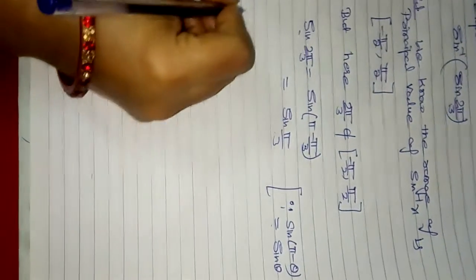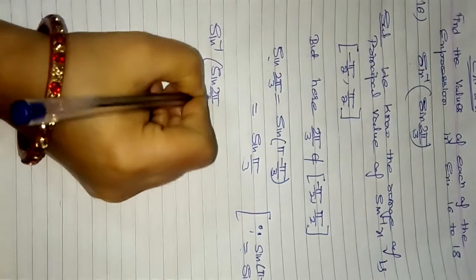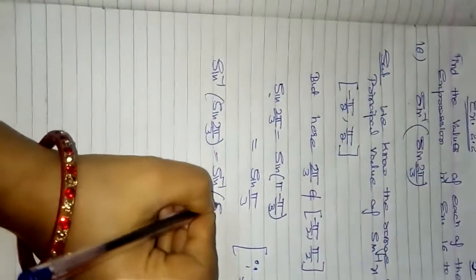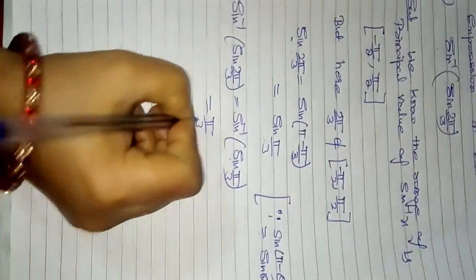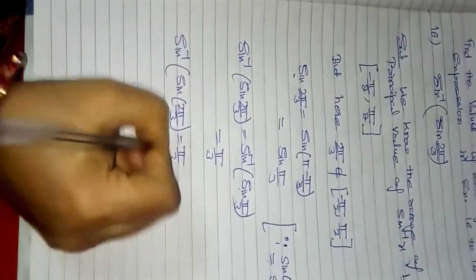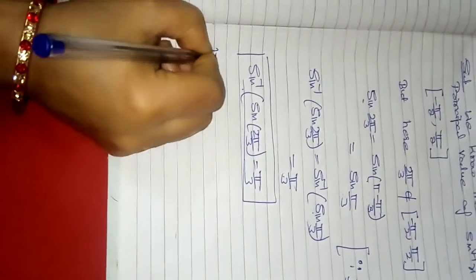Now the expression is sine inverse of sine 2 pi by 3. So in place of sine 2 pi by 3 we can write sine of pi by 3. After solving this it will come pi by 3. So the value of sine inverse of sine 2 pi by 3 is equal to pi by 3. This is the answer of this question. Now let us start question number 17.